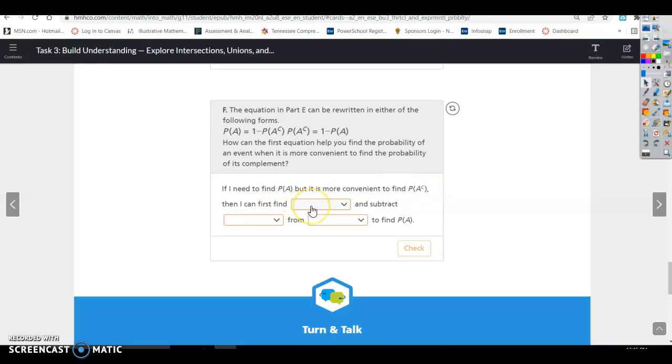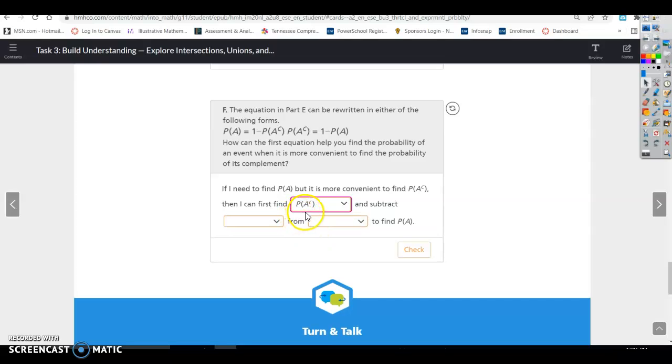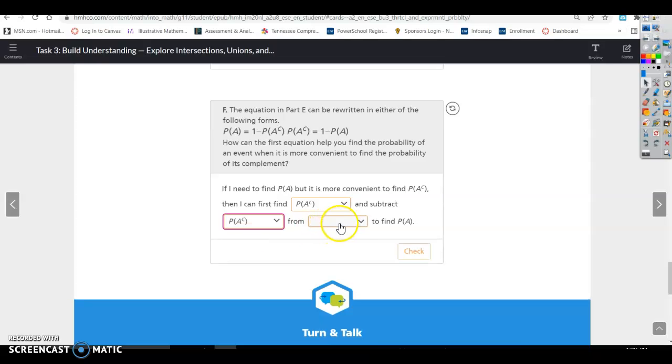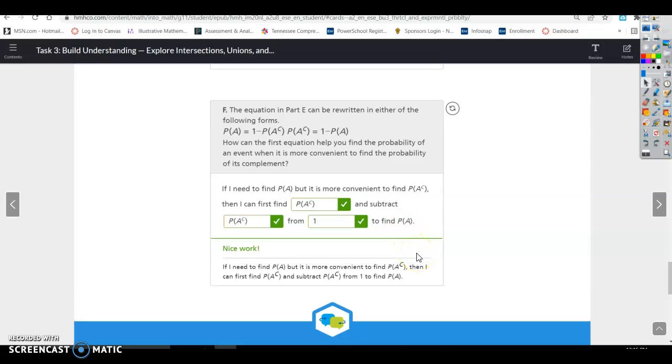So if I need to find P of A, but it's more convenient to find the probability of A complement, then I can first find the probability of A complement and subtract the probability of A complement from 1 to find P of A. All right, so that just makes it easier sometimes to solve when you have different information than maybe you necessarily need. All right, that's all for task 3. If you have any questions, let me know.